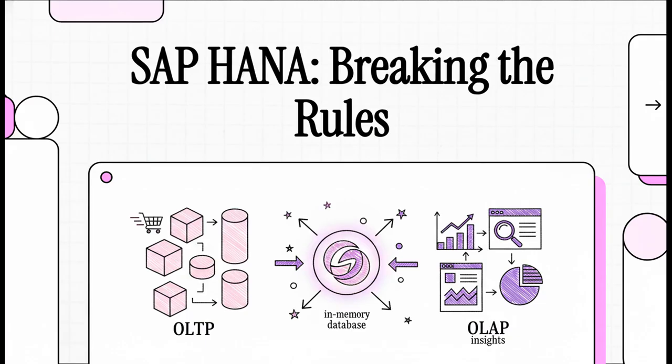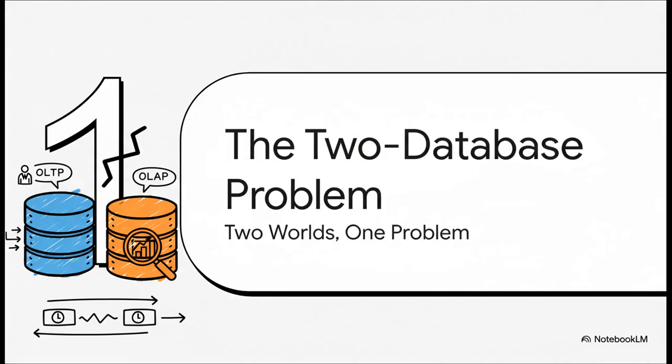So to really get what makes it so special, we've got to go back to the problem it was built to solve. So, why was HANA such a huge deal? Well, to get it, you first need to understand the problem it solved. For the longest time, businesses had to operate in two completely different data worlds. And this split created this constant, frustrating delay between something happening and actually understanding what it meant.